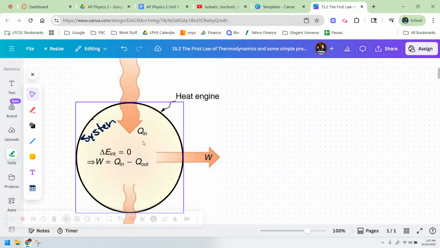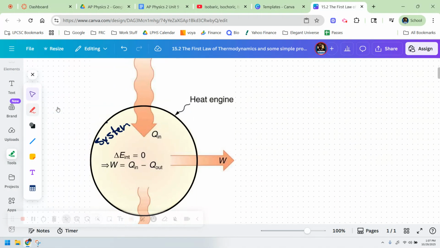So anything coming into the system, going into the system, would be positive. Going in would be a positive value. And anything coming out of the system would be a negative value, whether it's heat or work. And so keep that in mind as we move forward.